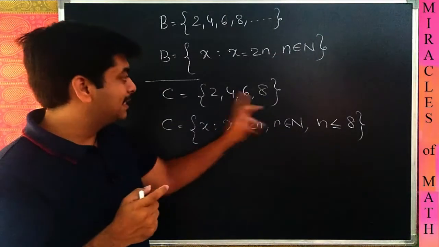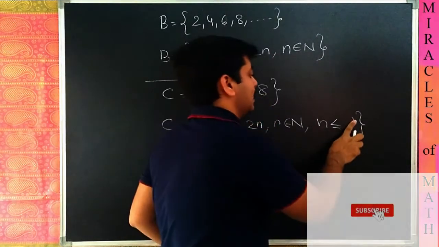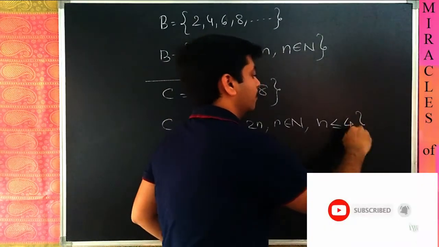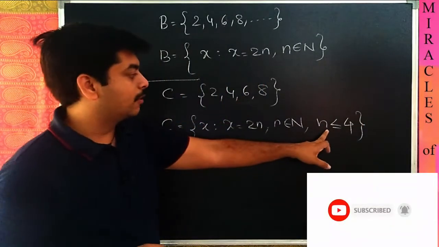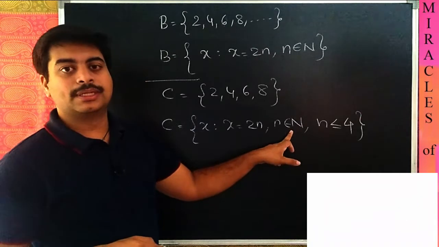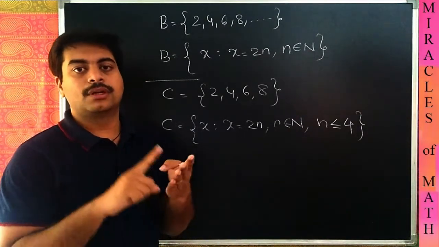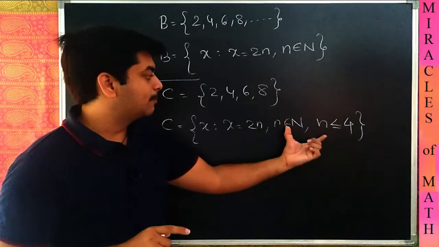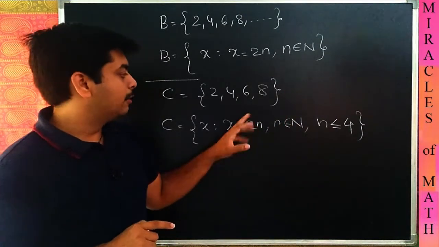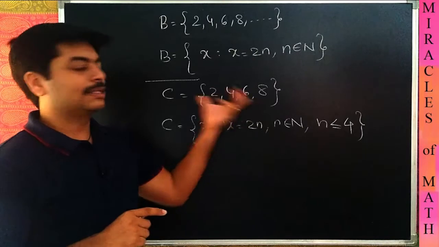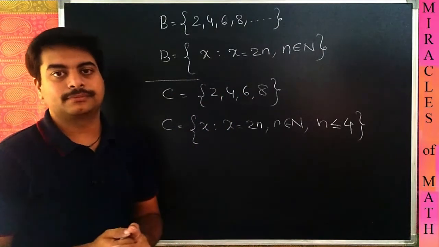No. We are going till 8. So it should be n less than or equal to 4. Now see here, n is less than or equal to 4 and it is a natural number. That means you have the options of 1, 2, 3 and 4. When you substitute 1, 2, 3, 4 here, you will get 2, 4, 6, 8. That is the required set C.